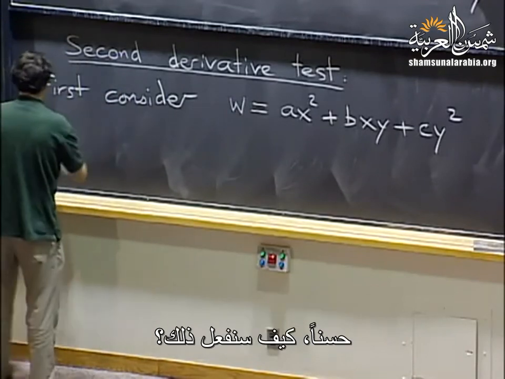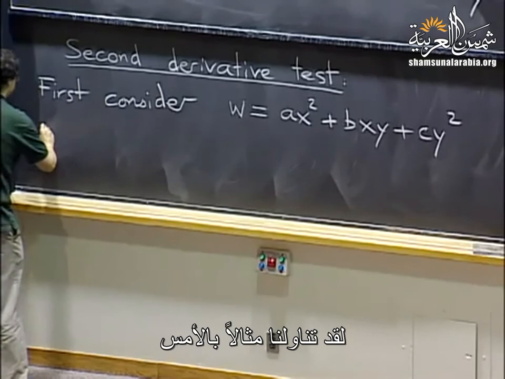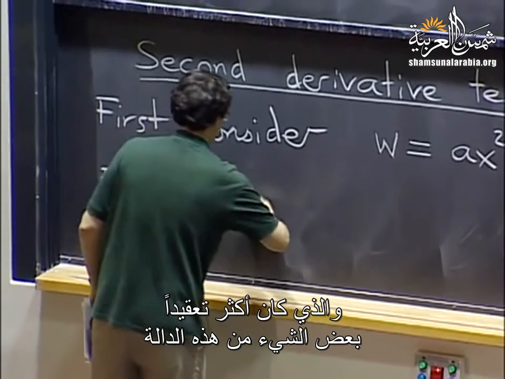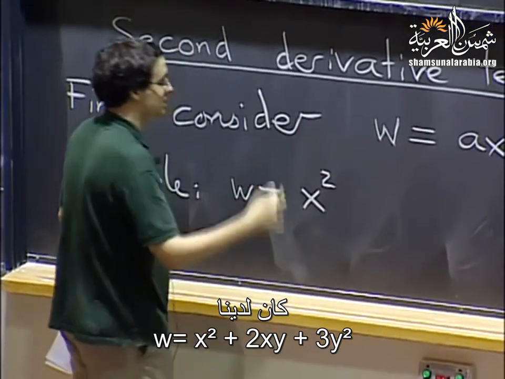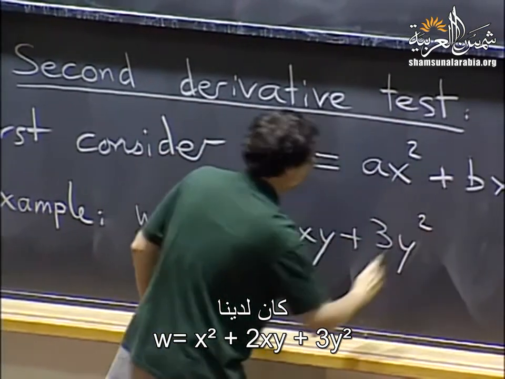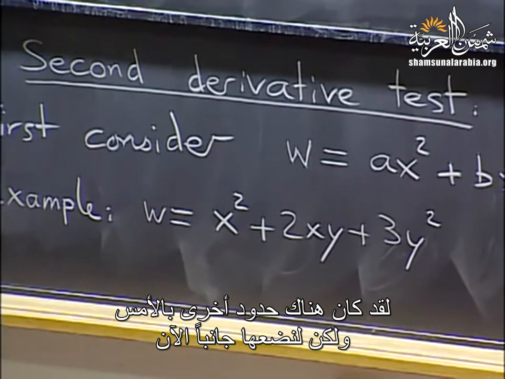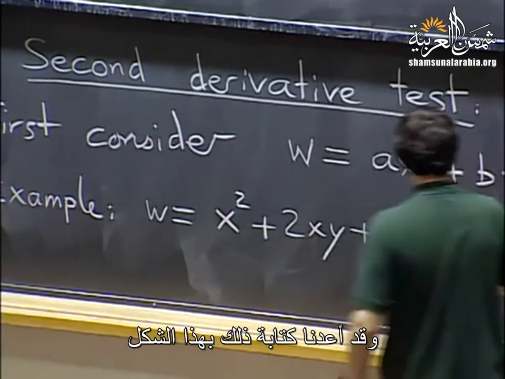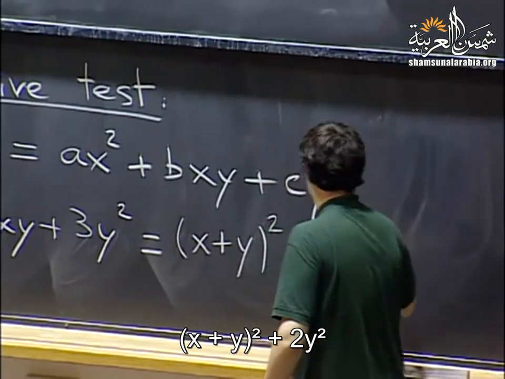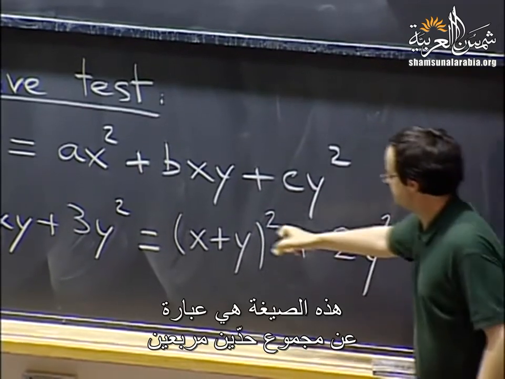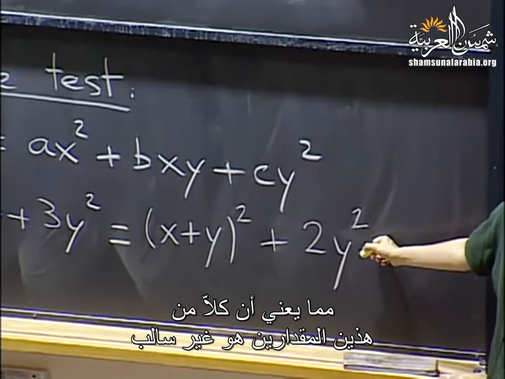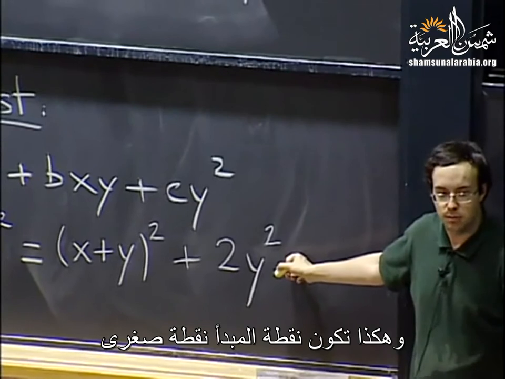Okay, so how do we do it? Well, yesterday we actually did an example. It was a bit more complicated than that, but let me do it. So remember, we were looking at something that started with x squared plus 2xy plus 3y squared. And there were other terms, but let's forget them now. And what we did is we said, we can rewrite this as (x plus y) squared plus 2y squared. And now this is a sum of two squares. So each of these has to be non-negative, and so the origin will be a minimum.